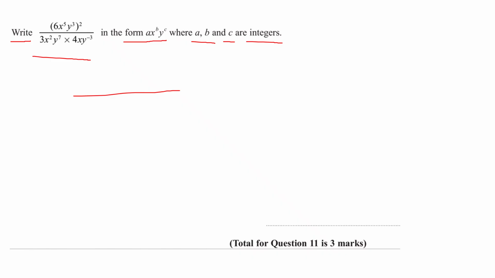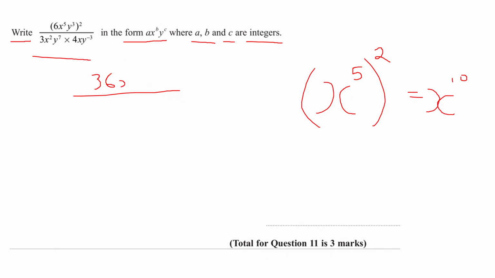I've got 6x to the 5 y cubed all squared. So I'm raising everything to the power of 2. So 6 squared is 6 times 6, which is 36. Then I have x to the power of 5 all squared. Remember, we know from one of our index laws, when it's a power of a power, we multiply. So that'll be x to the power of 10, since 5 times 2 is 10. We have y cubed all squared. That'll be y to the power of 6, so 3 times 2 is 6.